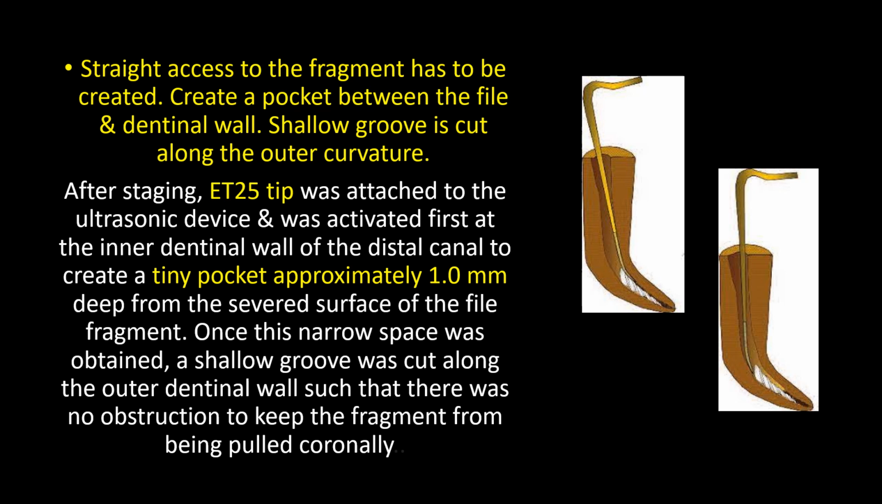After staging, the ET25 tip was attached to the ultrasonic device and was activated first at the inner dentinal wall of the distal canal to create a tiny pocket approximately 1.0 mm deep from the severed surface of the file fragment. Once this narrow space was obtained, a shallow groove was cut along the outer dentinal wall such that there was no obstruction to keep the fragment from being pulled coronally.